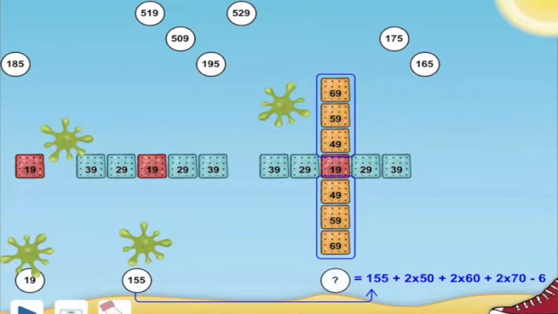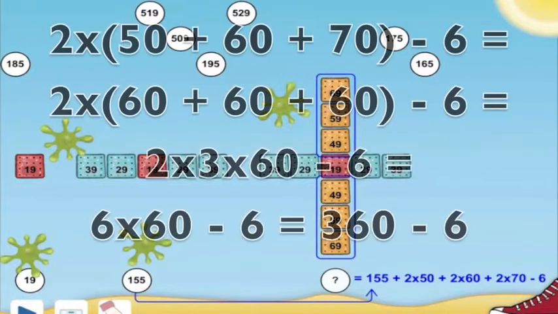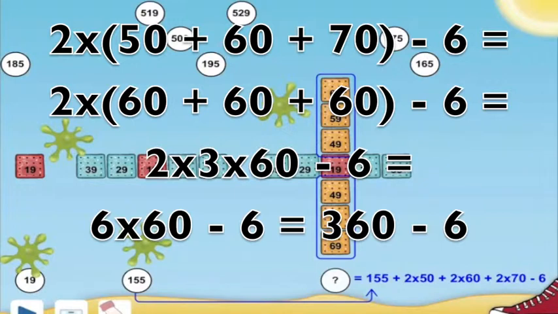Going back to our previous equation, we had, if you recall, the 2 times the 50 plus 60 plus 70 in parentheses minus 6. Well, we're going to turn our 50 plus 60 plus 70 into 60 plus 60 plus 60. So we have 2 times, and in parentheses 60 plus 60 plus 60, minus 6. Adding together 3 60s is the same thing as 3 times 60, so we end up with 2 times 3 times 60 minus 6. 2 times 3 is 6, so in our last line we have 6 times 60 minus 6.